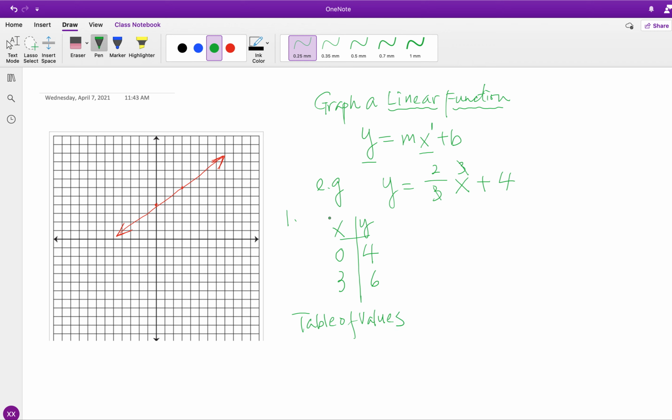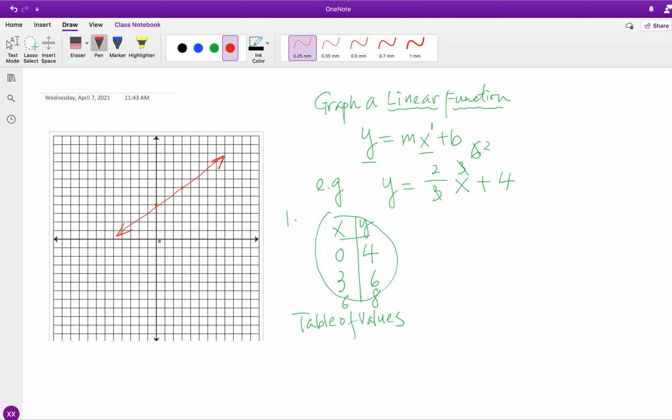So this is a table of values. We only need 2 values. Your textbook says to give a third point to make sure that this calculation is not wrong. You can get a third point: I let x be 6. If x is 6, then 2 over 3 times 6 becomes 4, and 4 plus 4 is 8. So this is 6 and 8.